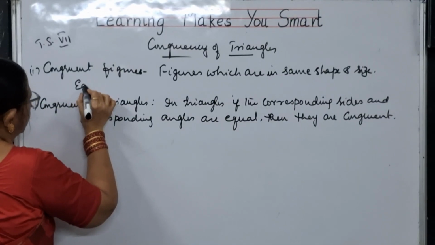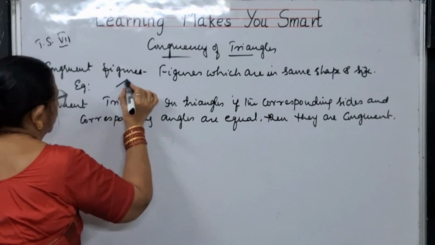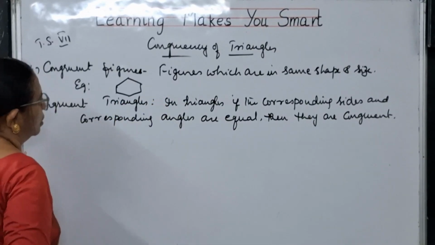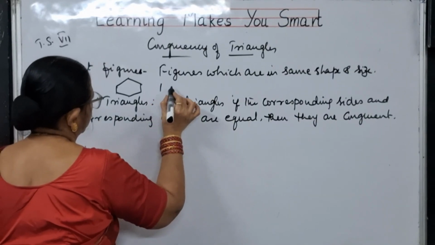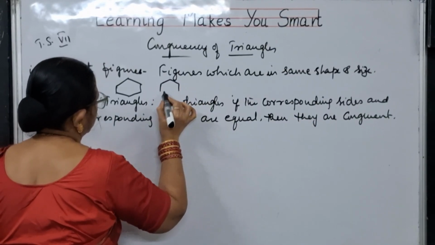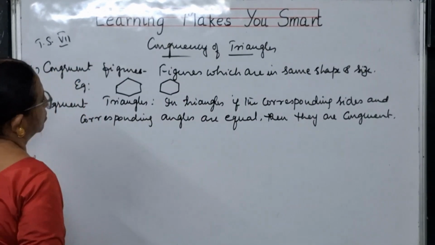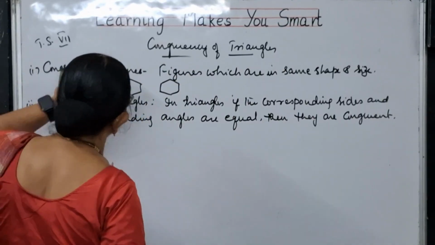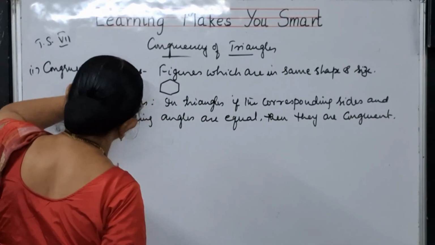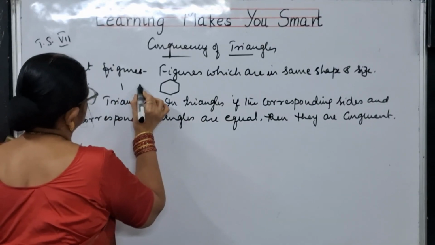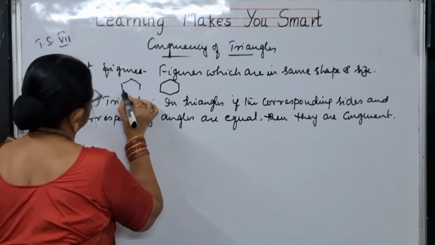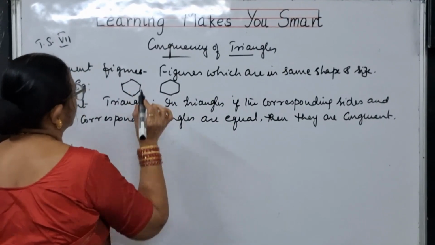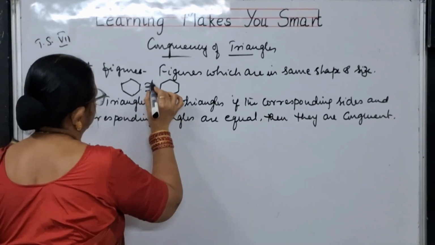So here, what is the example that you can take? Suppose you have taken a figure in this way. The same figure which has got the same shape and size. Here these two are not same shape and size, means they should appear as same. So you can see this kind of figures which are same shape and size, they are called congruent. So congruent symbol is this.